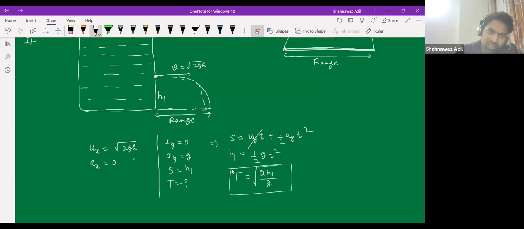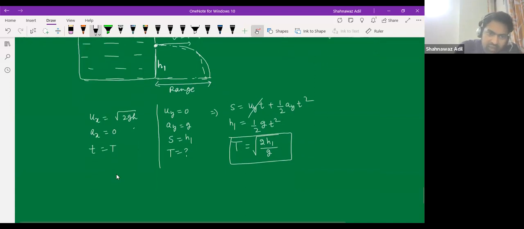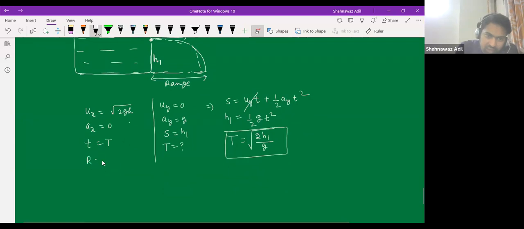Right, so this would be the t. Clear, guys? Yes, sir. So t would be this thing. We know that that is t, and we have to find out r.